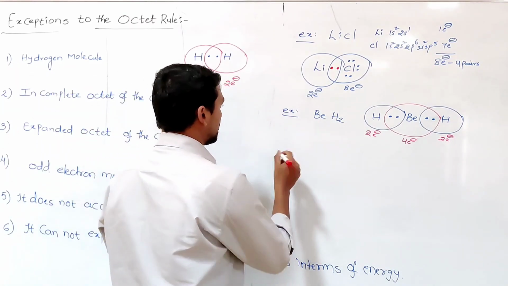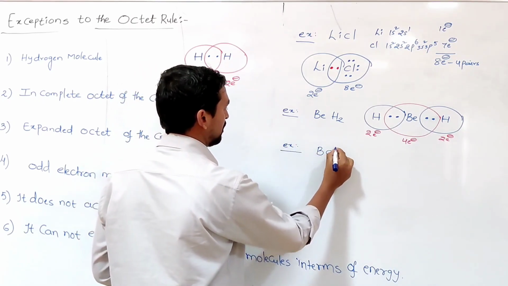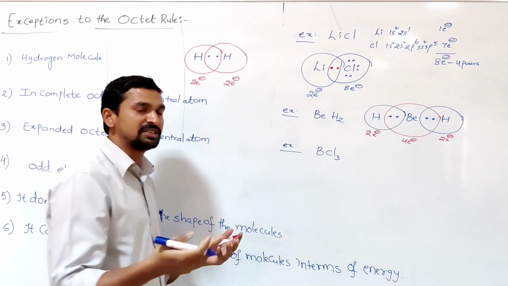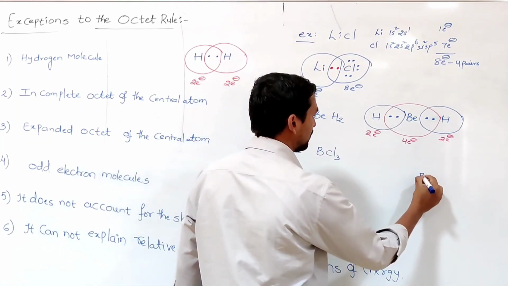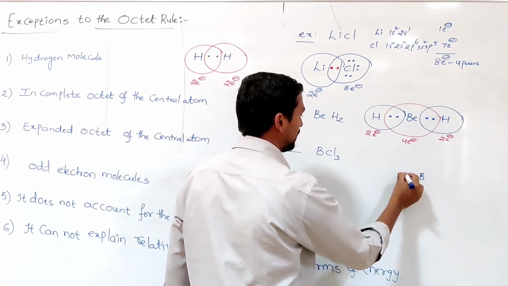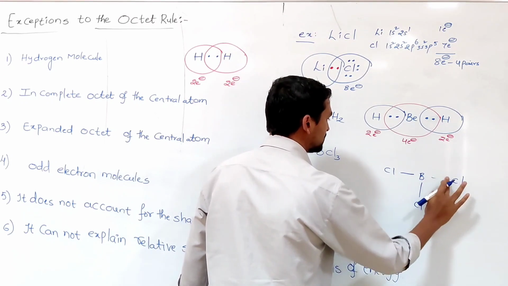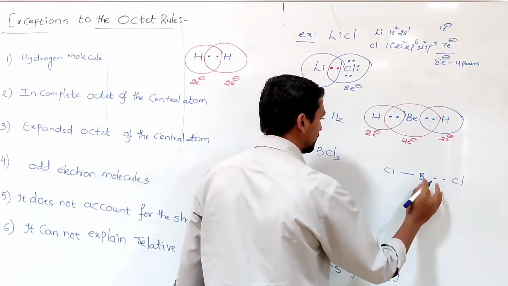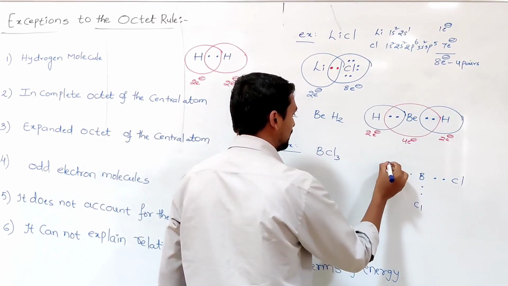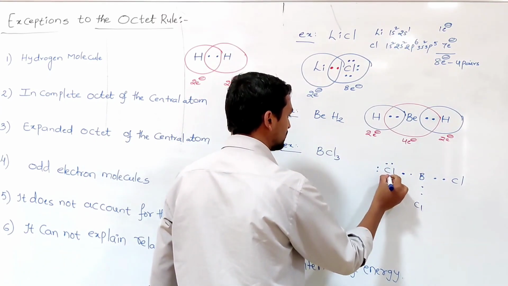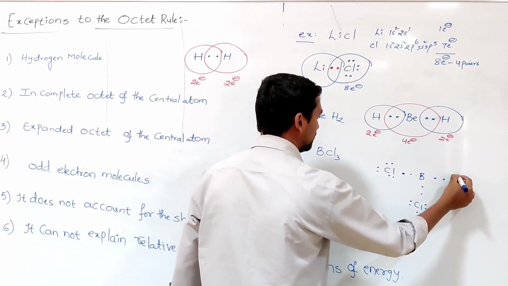And not only that one, another example is boron chloride, or BF3 or BCl3 or BH3. There are so many. So now when you see this, boron is bonded to the 3 chlorine atoms. So each is one shared pair of electron. Here also shared pair of electron, and the remaining are assigned to each chlorine atom to get the octet configuration.